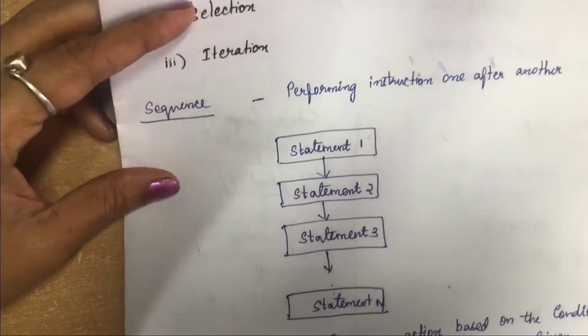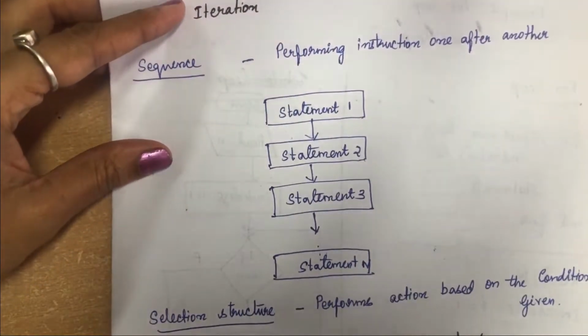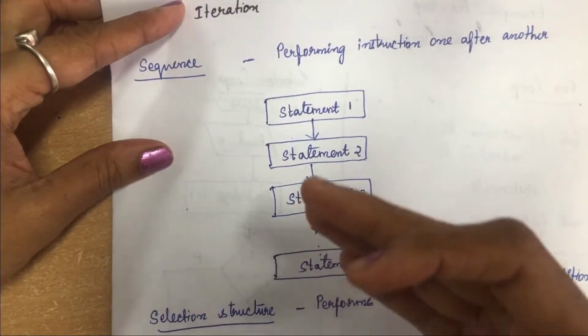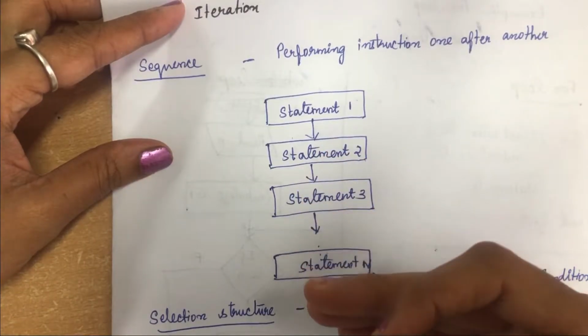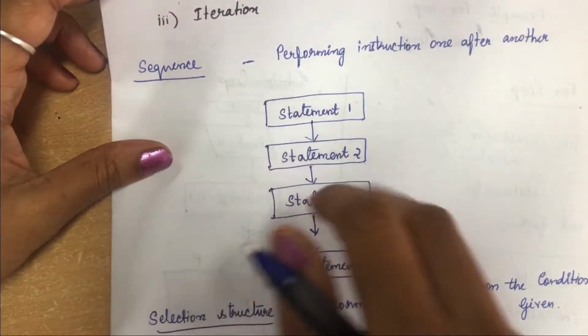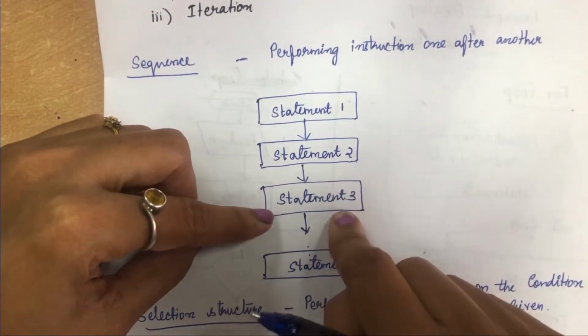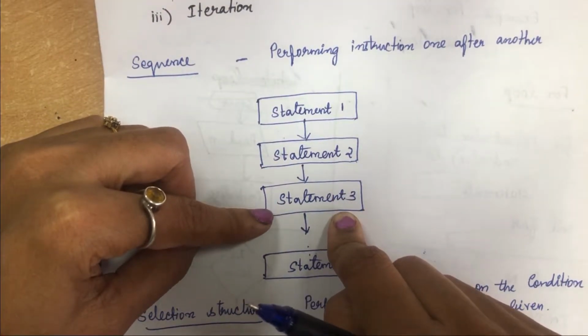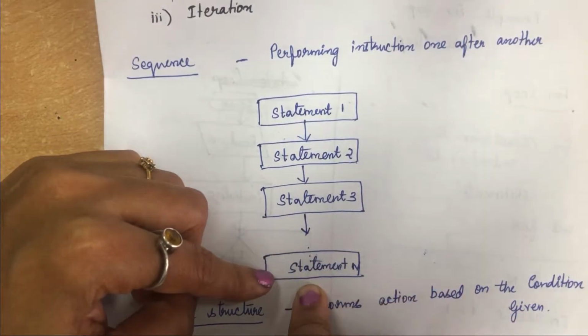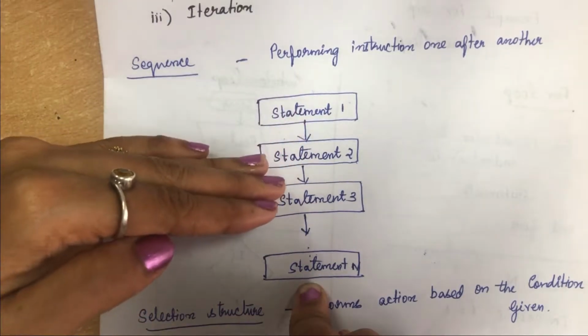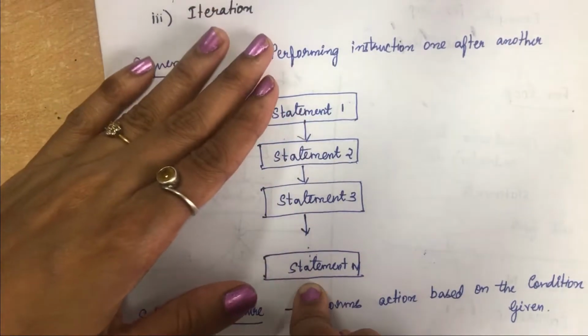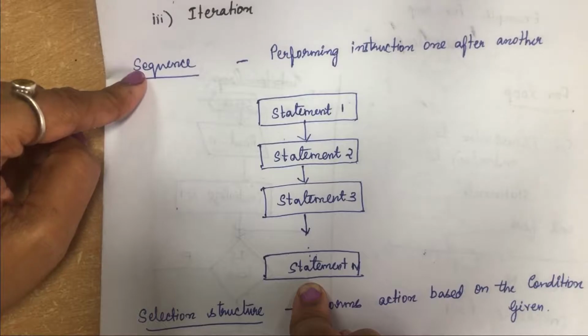Sequence structure is nothing but you are going to perform instructions one by one, or execute the instructions in sequential order. So you have statement 1, then you are going to execute statement 2, then statement 3. At last you will be executing the last statement in your coding. So one by one you will execute all the statements. This structure is called the sequential structure.